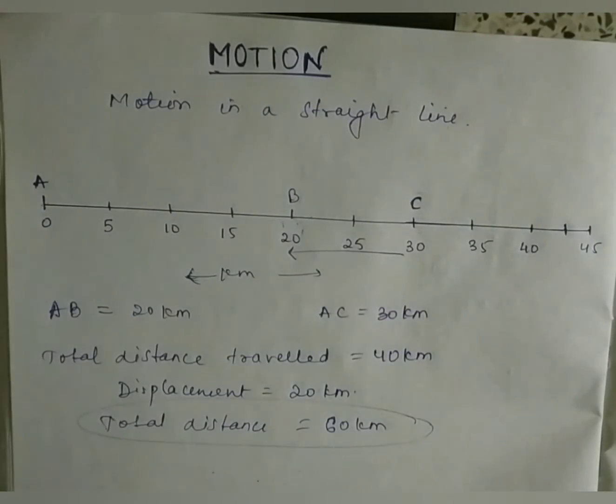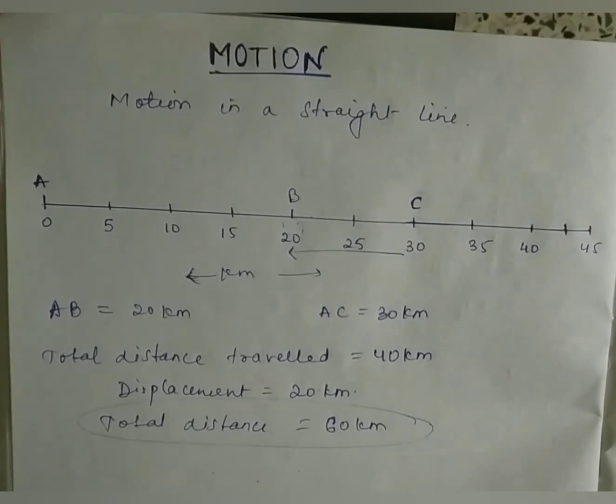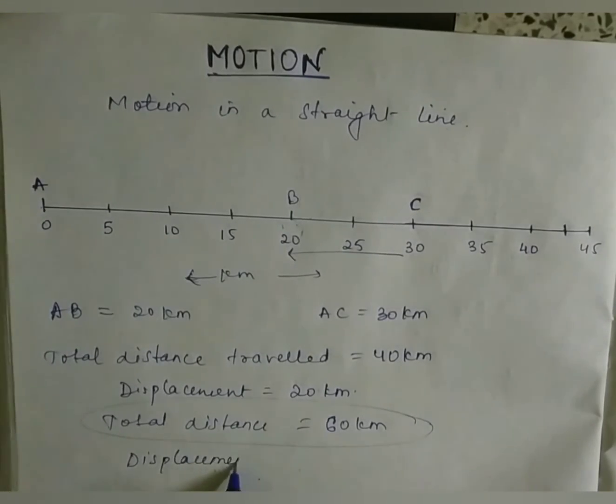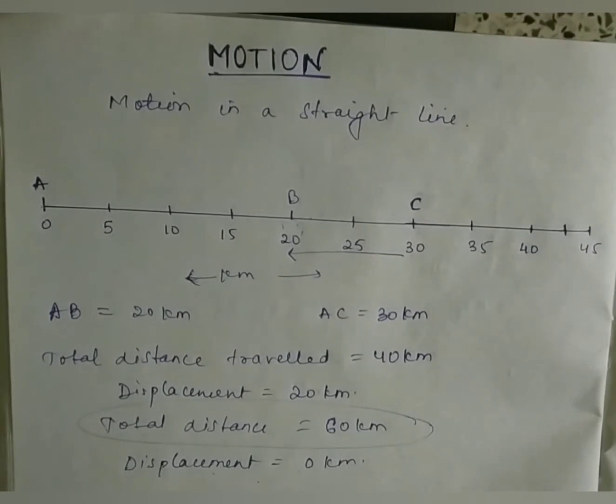But what is your displacement? Your displacement is 0. Why? Because now your final position is at point A and your initial position was also point A. So there is no distance displacement between your final position and the initial position. So displacement in this case is equal to 0 kilometers. So we can say that displacement can be 0 also.